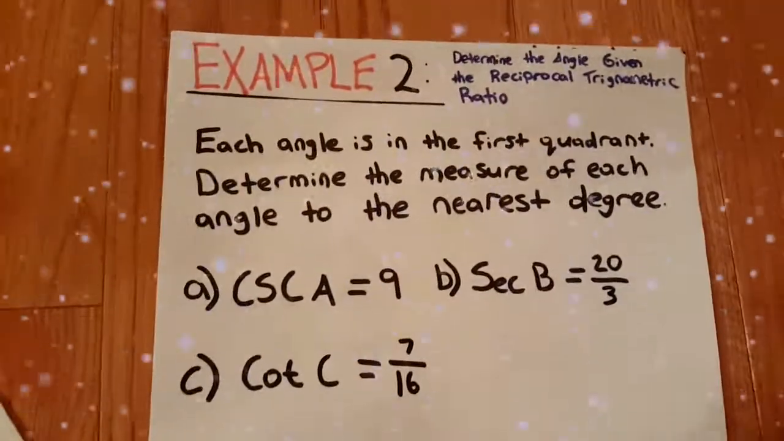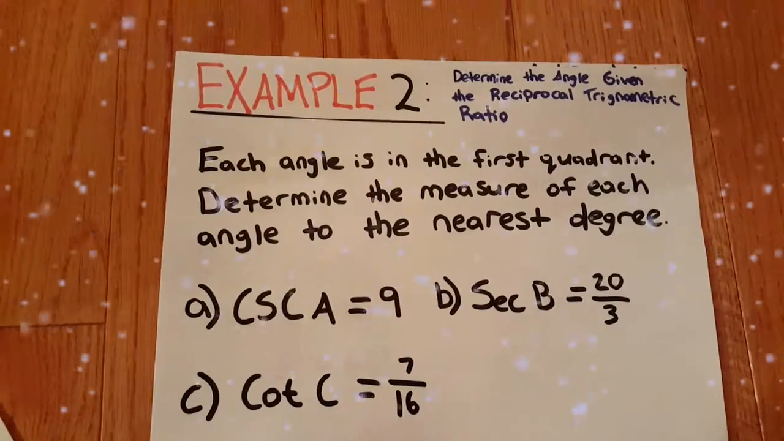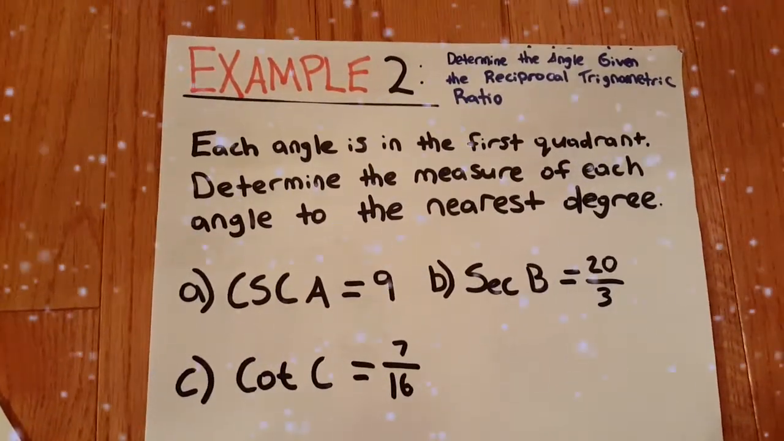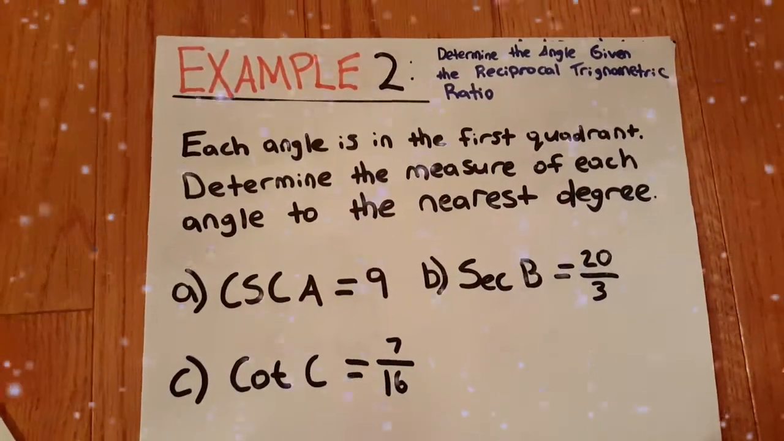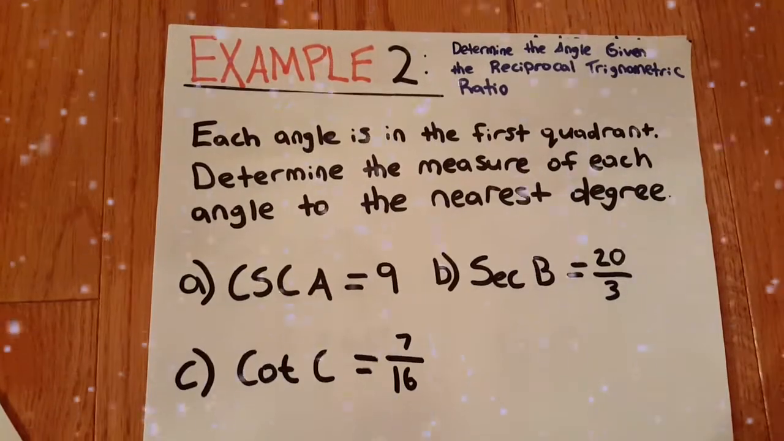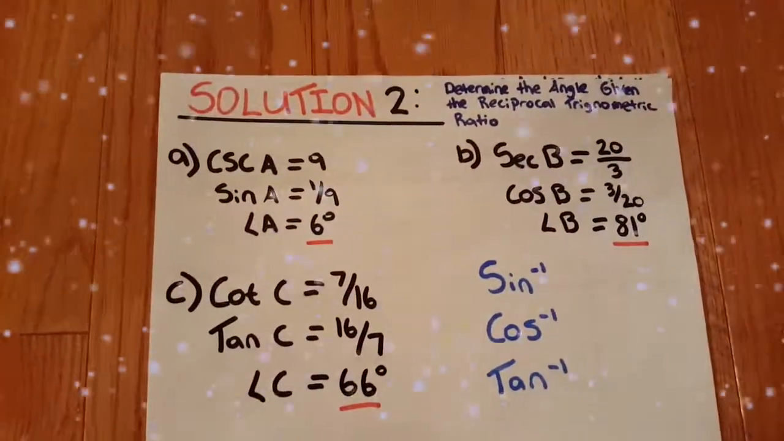Now, let's go on to example 2. Each angle is in the first quadrant. Determine the measure of each angle to the nearest degree. A: cosecant A is equal to 9. B: secant B is equal to 20 over 3. And C: cotangent C is equal to 7 over 16. Alright, let's go to the solution.